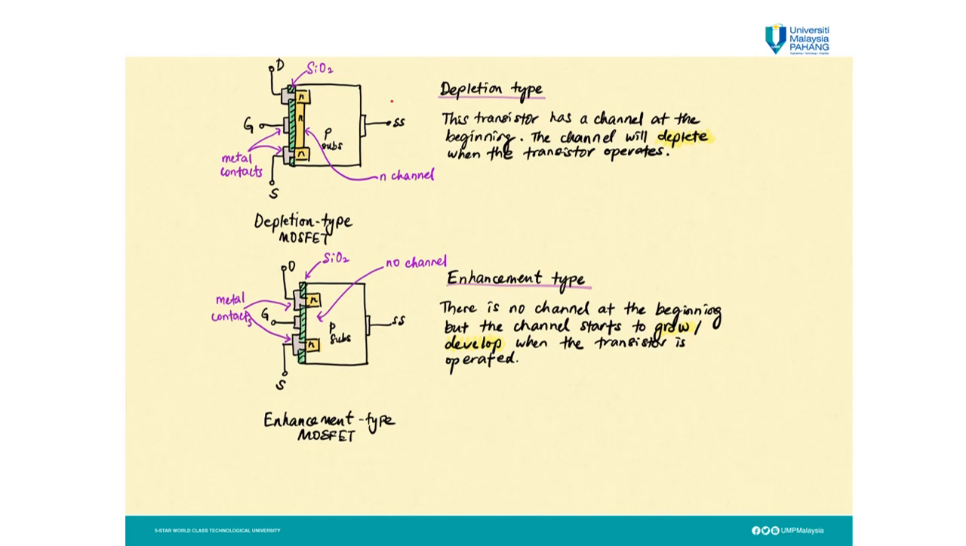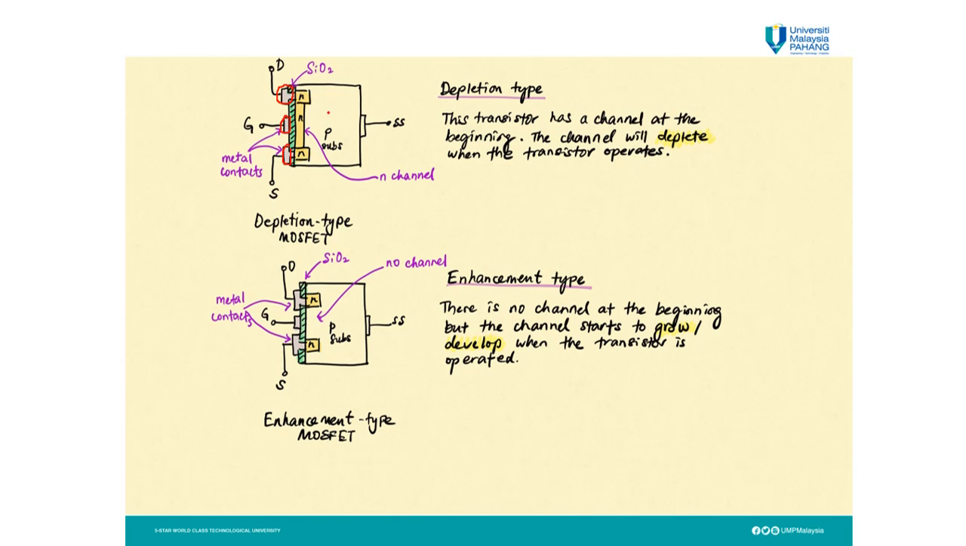Okay, take a look now. Where is the metal contact? Here. This is the metal contact at G, metal contact at S, and metal contact at D. The same goes for the enhancement type. Both depletion and enhancement types have the same metal contacts, and the silicon oxide also in the middle, in between the metal contact and the channel. Here the green color is the silicon oxide. It works as an insulator.